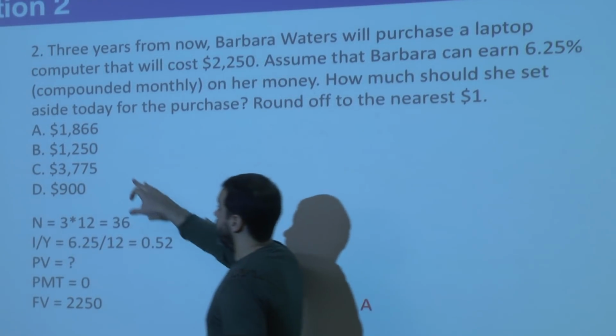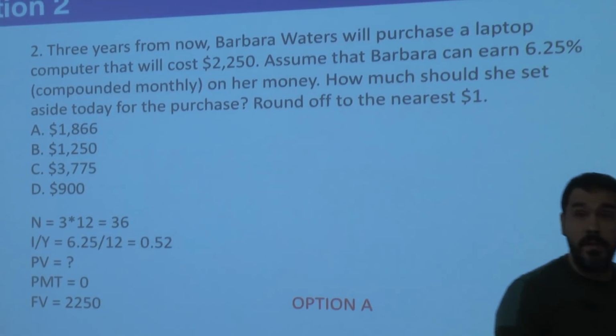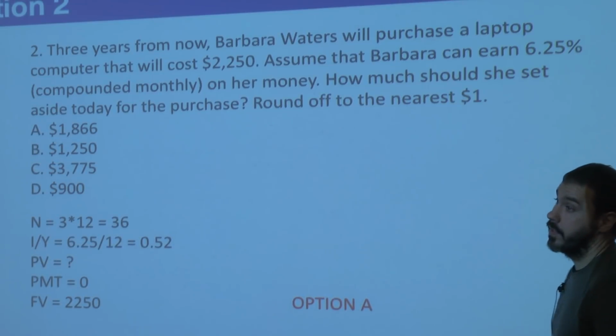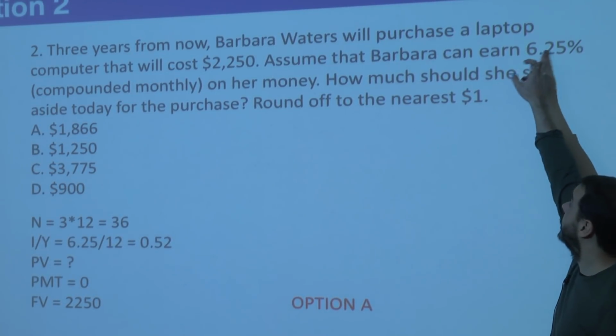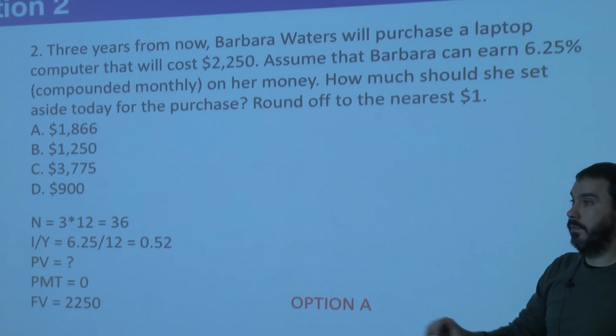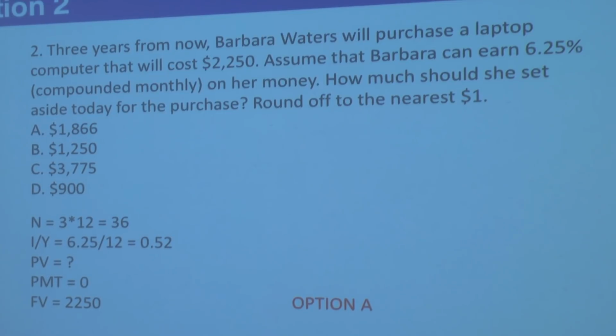And we find 1,866. This means if I have $1,866 today, given that this is the interest rate I can receive on it, I put it there, and in 3 years, I will have exactly the $2,250 I need to purchase the laptop. Okay?